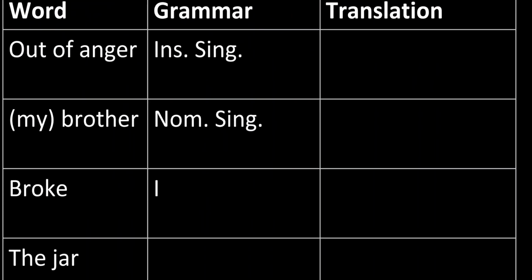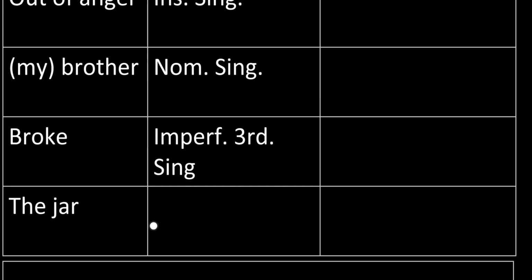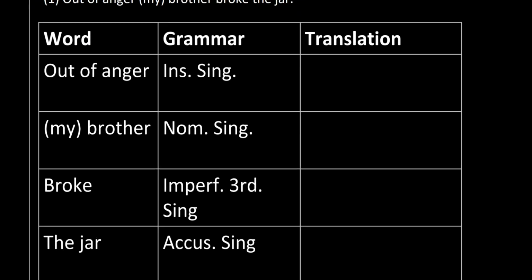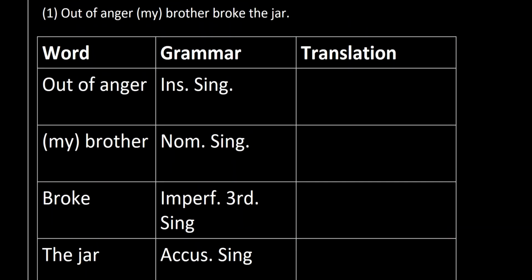So broke is going to be imperfect, since we know that broke is past tense. Since the brother is the one that's breaking the jar, this is going to be imperfect, third person, singular. And then the jar is the object of the sentence, so this is going to be accusative, singular. So we know that for now. And now we know what grammar to put them in. Now we have to find the vocabulary terms that will fit for this sentence.